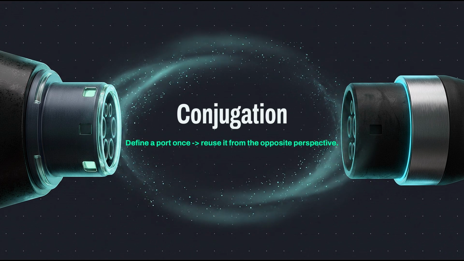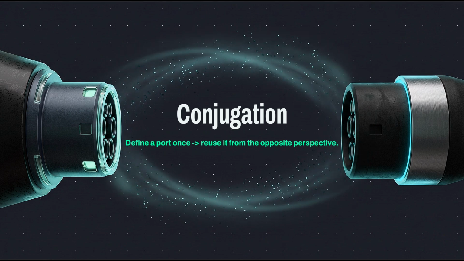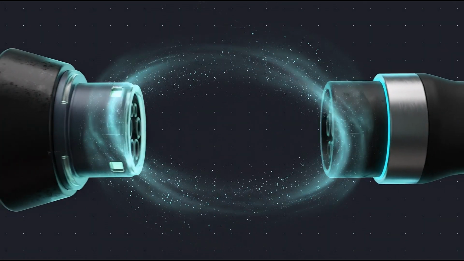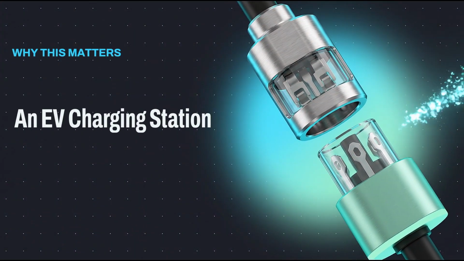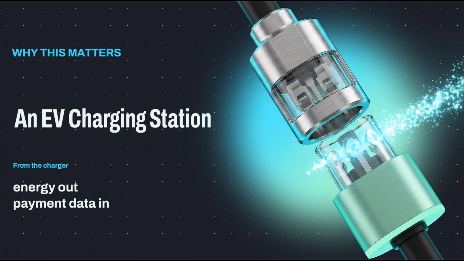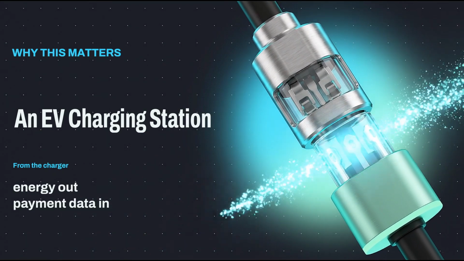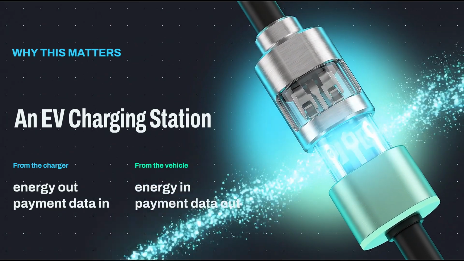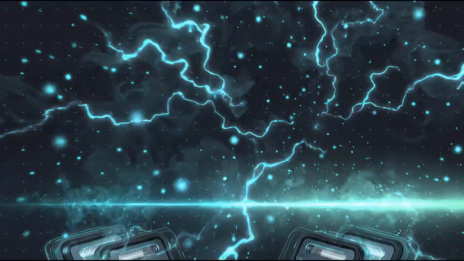Conjugation lets us define a port once, then reuse it from the opposite perspective. In the textual notation, this is done with the tilde symbol. So why does this matter? Imagine an electric vehicle charging station. From the charger's perspective, electrical energy goes out and payment or authorization data comes in. From the vehicle's perspective, electrical energy comes in and payment or authorization data goes out.